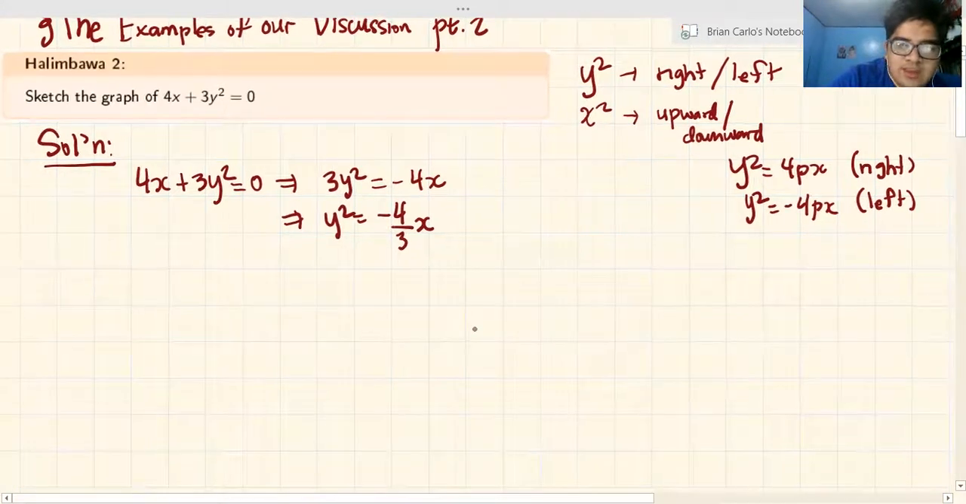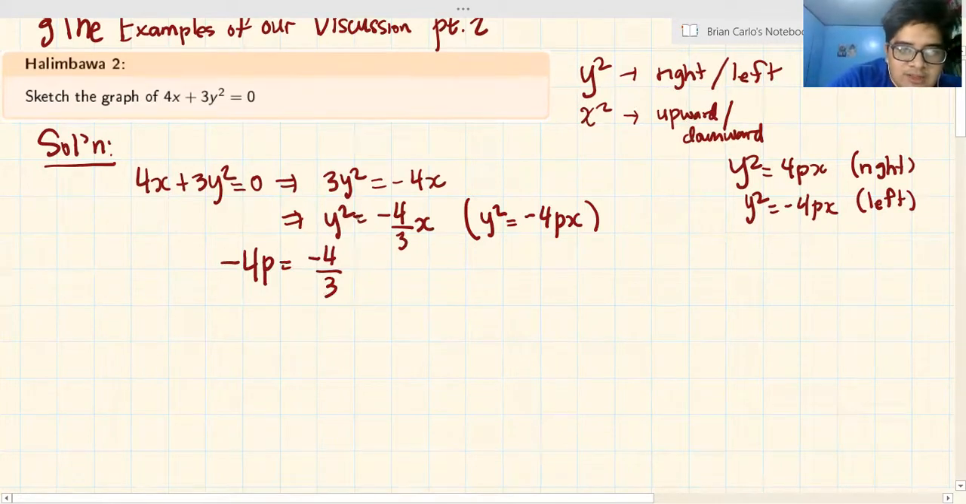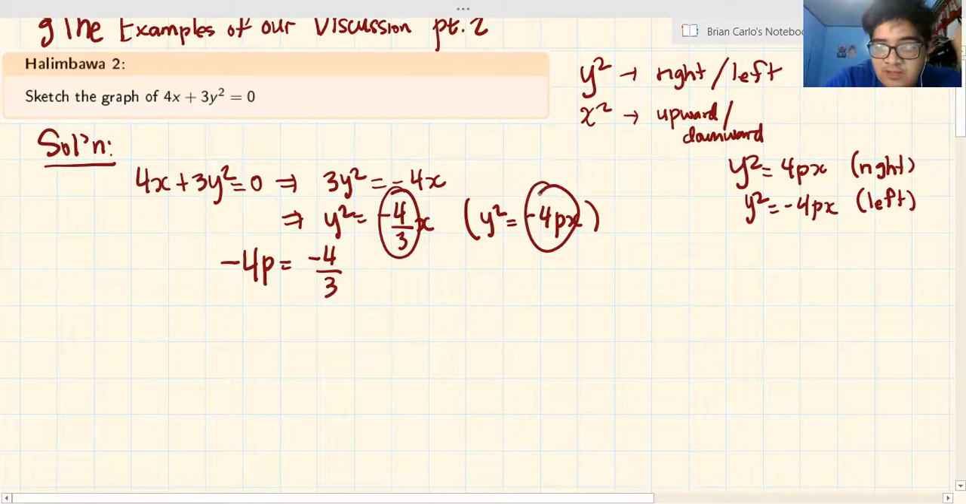Ngayon, to know the value of p, alam natin na ito ay nasa form na y squared is equal to negative 4px. So, ibig sabihin, negative 4p is equal to negative 4/3. Tama? Ang negative 4p ay nasa place ng negative 4/3, kasi pareho sila ng itsura, parang placing yung tinutukoy dyan.